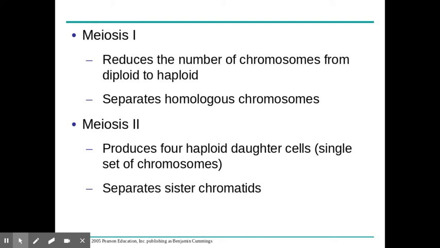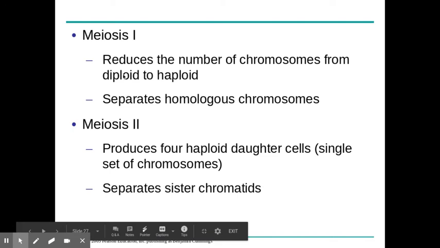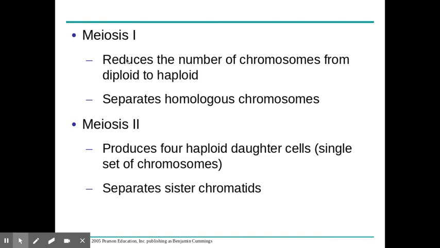It's going to reduce the number of chromosomes from diploid to haploid. So in meiosis 1 is actually where we become haploid. We no longer have a double set. We only have a single set. And they separate homologous chromosomes. I'll show you what that looks like again in a little bit.